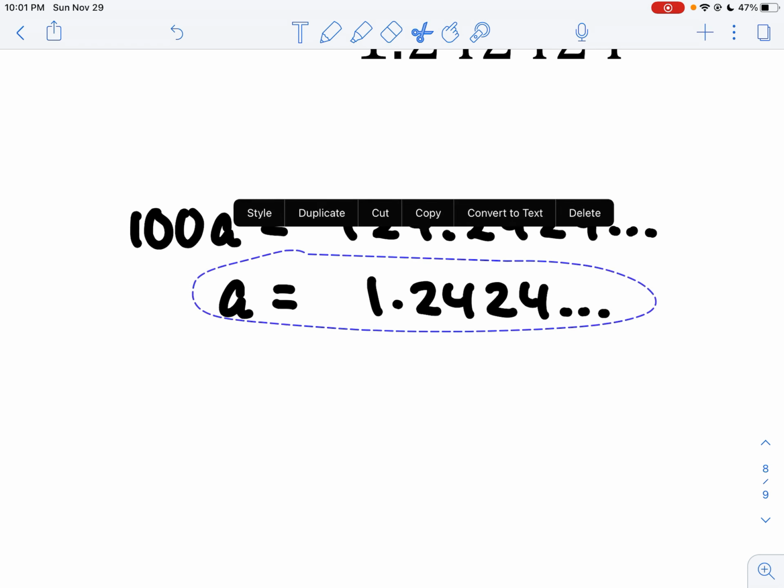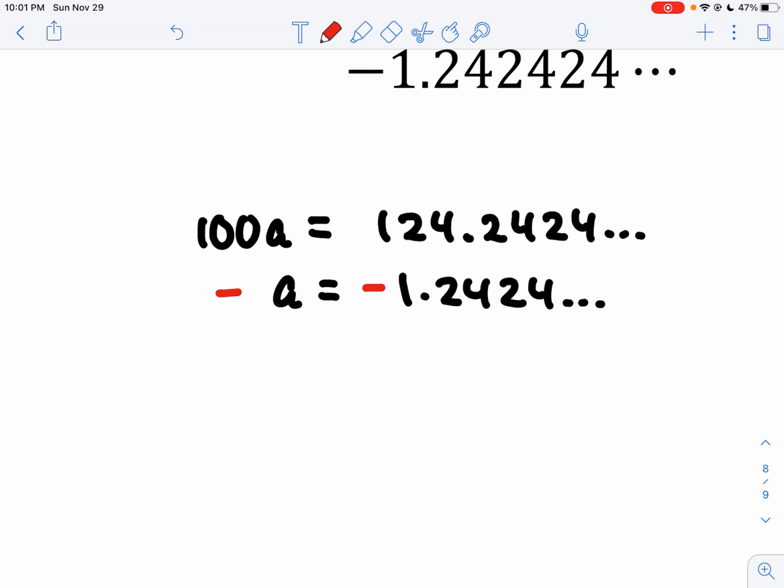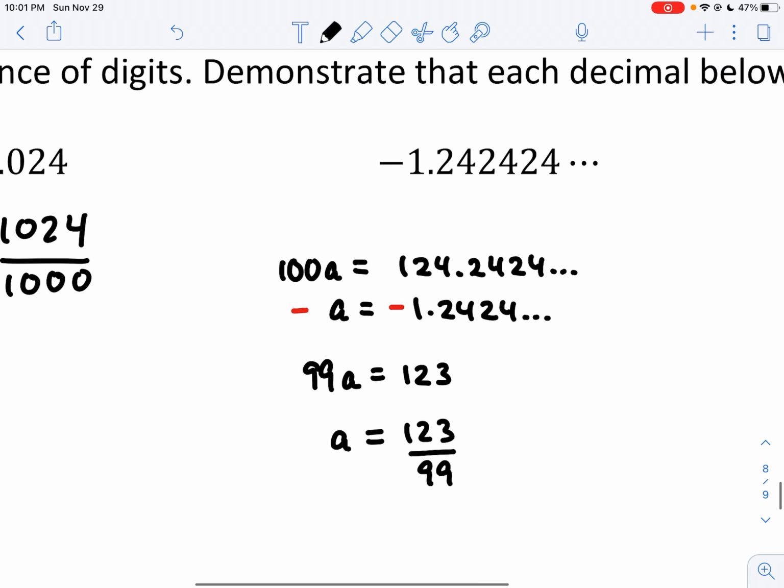So when I subtract these two values, let me also rearrange this, put this down here, and then do some subtraction. You have 100a minus 1a, that's going to give you 99 a's. And then when I do 124.24 repeating minus 1.24 repeating, the 0.24 repeatings are going to cancel, and I just have to do 124 minus 1, which is 123. And then I can just divide by 99 to get a.